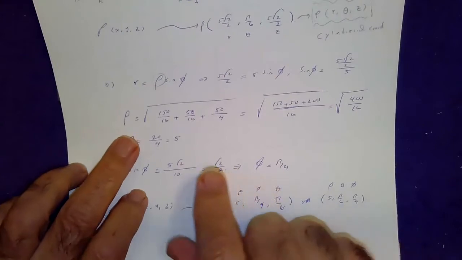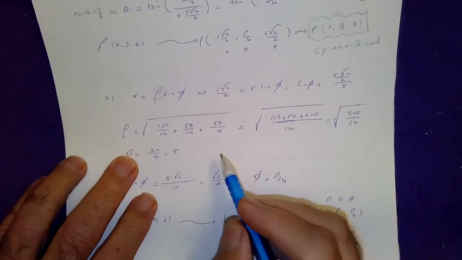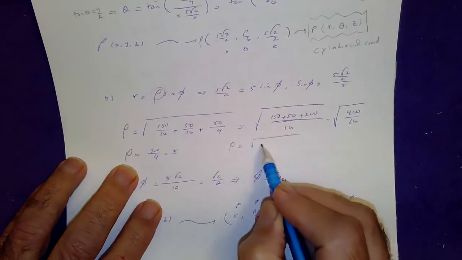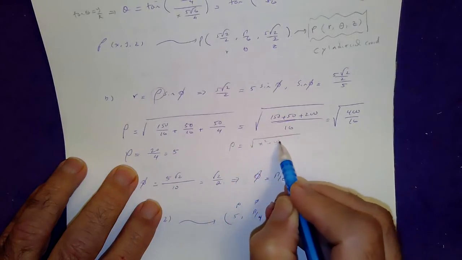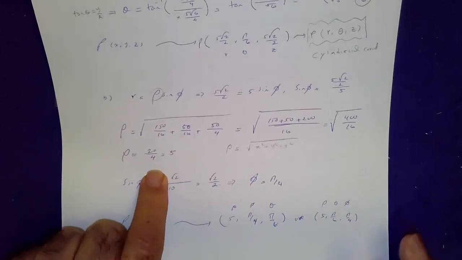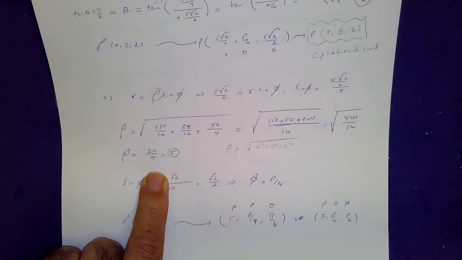Therefore, what does that mean? That means rho is equal to square root of x squared plus y squared plus z squared. So that's what I did here, and I came up with rho is equal to 5.